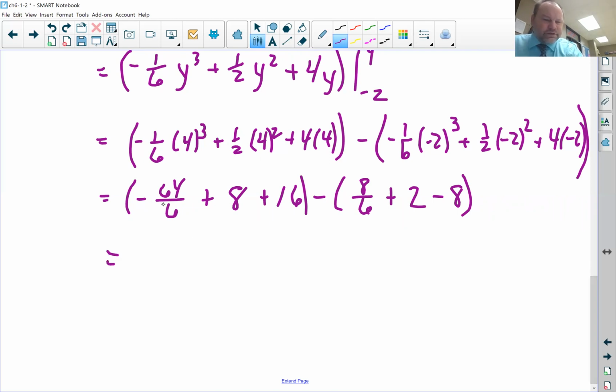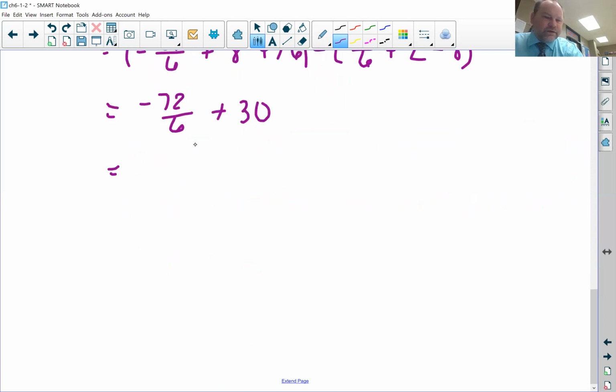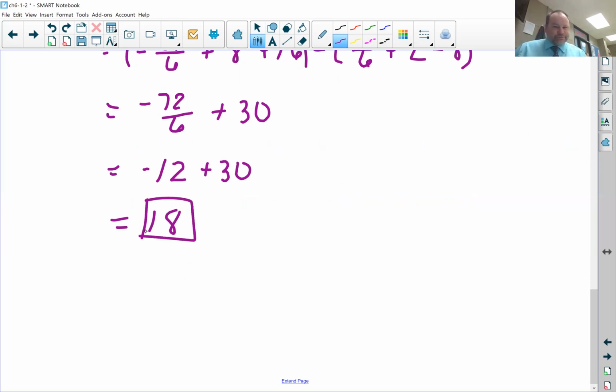So this is -64/6 minus 8/6 is -72 over 6, which that'll be pretty easy. 8 plus 16 is 24. Minus 2 is 22, minus -8 is positive 30. So we get -12 plus 30, which is equal to 18.